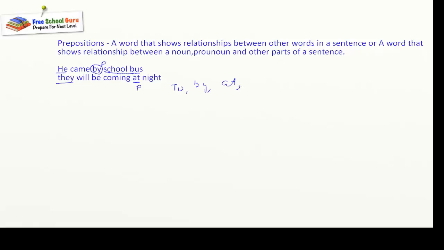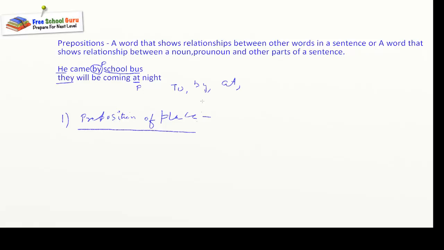Now let's try to understand what the different types of prepositions are. Our first type of preposition is the preposition of place. What is a preposition of place? A preposition of place is one wherein you are referring to a place in a sentence.